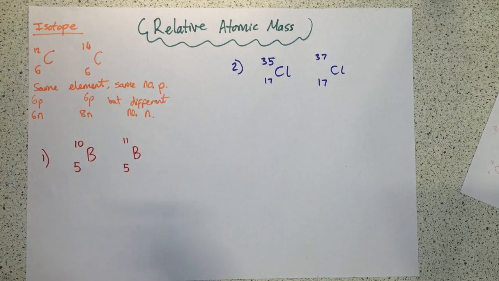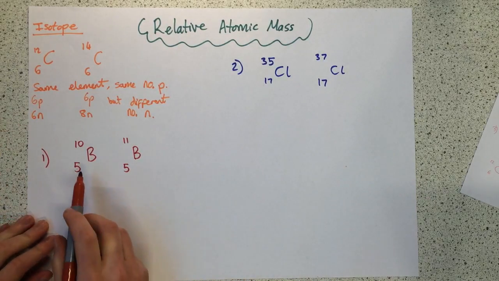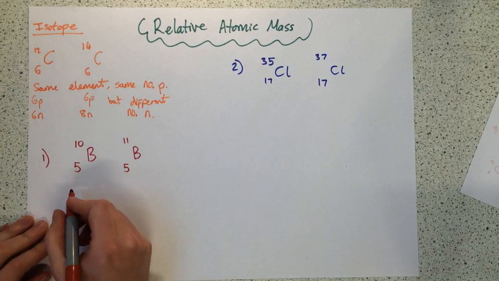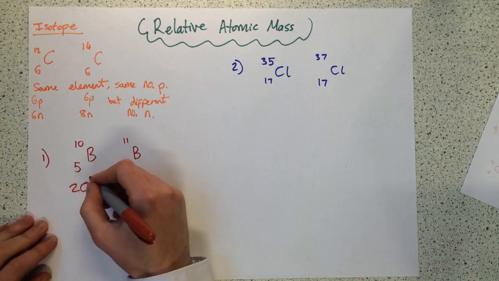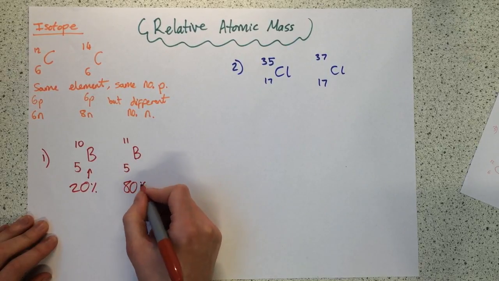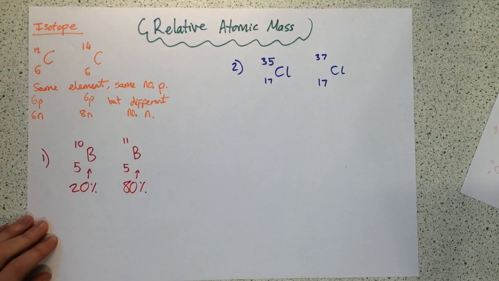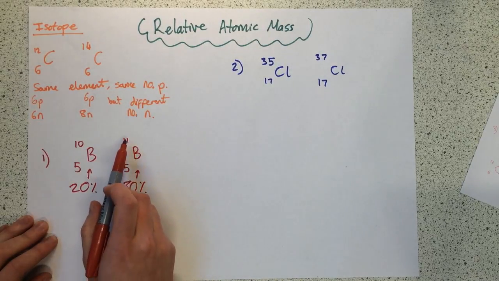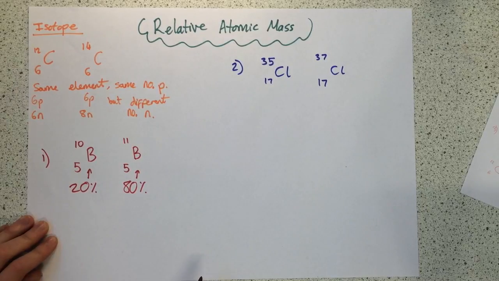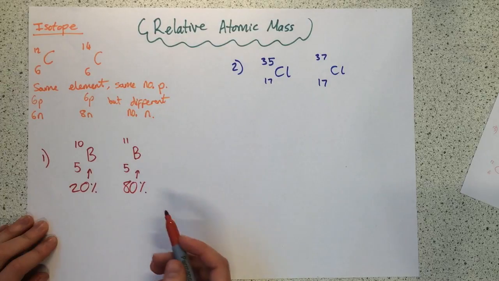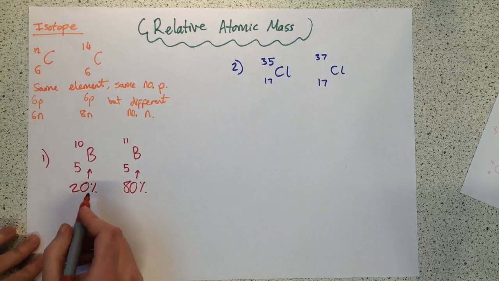Let's look at this question. The question would be, what is the relative atomic mass of boron if 20% of the boron is this and 80% of the boron is this? So this boron has 5 neutrons, this boron has 6 neutrons. So the question is saying what's the relative atomic mass of the total, the average boron? And this is how you do it.